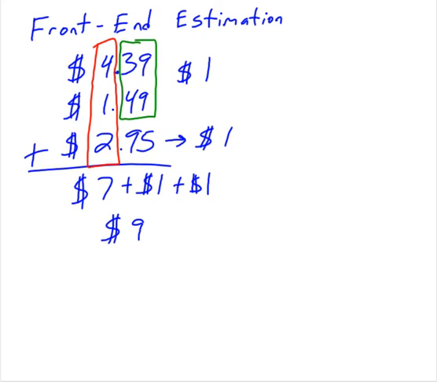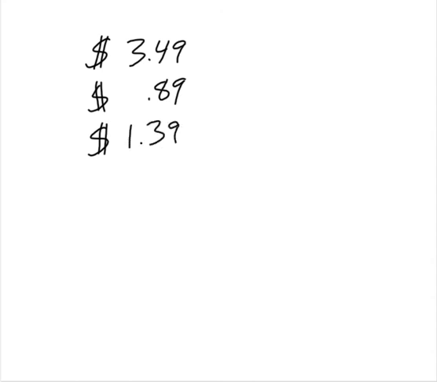Let's have you try out one of these. Front-end estimation. Let's say you wanted to order some food, and so you ordered a taco that costs $3.49, and you also ordered some juice, costs 89 cents, and then you also ordered some yogurt, costs $1.39. Okay, use front-end estimation to figure out the answer, and then unpause to see if you were close.